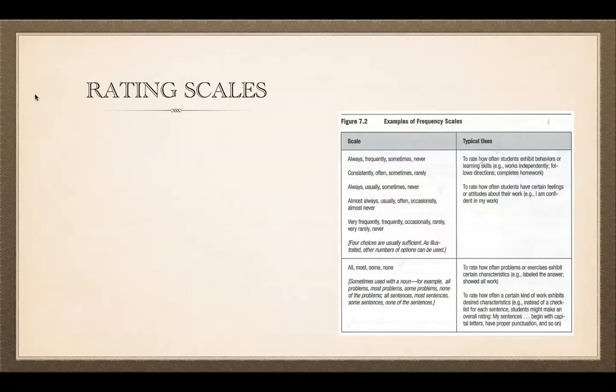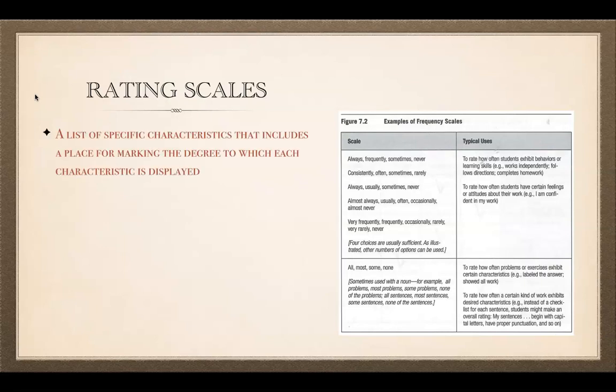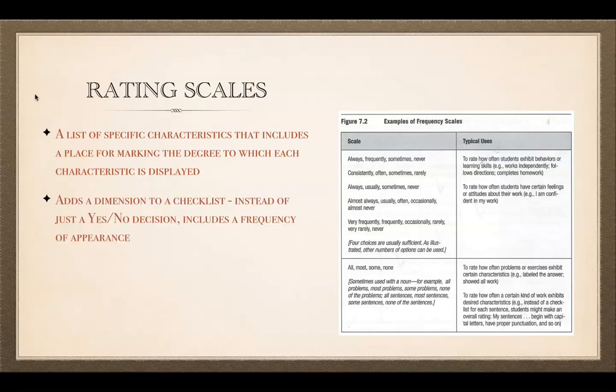Our next item is rating scales. And so we want to look at an example of rating scales, and what we mean by a rating scale is a list of specific characteristics, so it starts out very similar to a checklist in terms of definition, that includes a place for marking the degree to which each characteristic is displayed. So the difference here is that it's not just a yes or no, so it adds a dimension to the whole checklist thing.